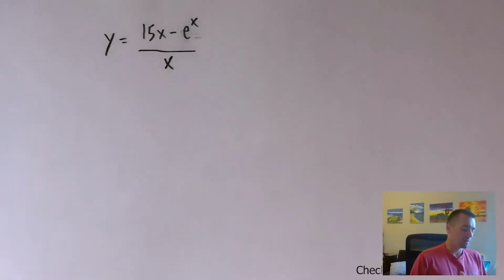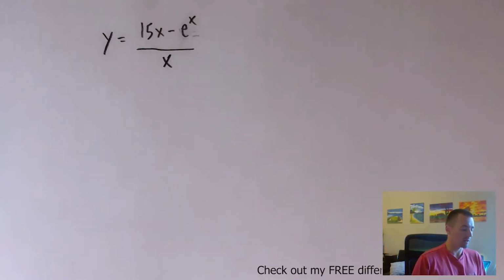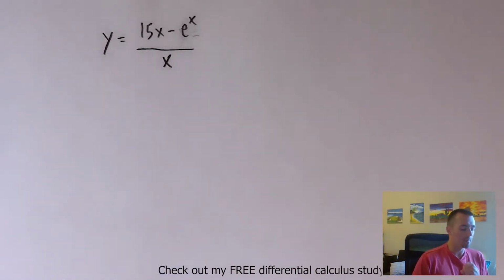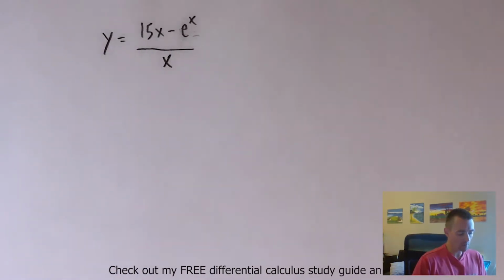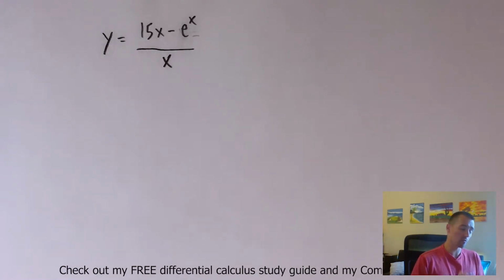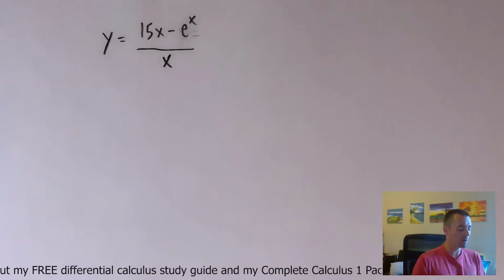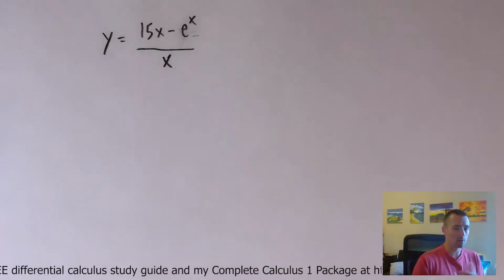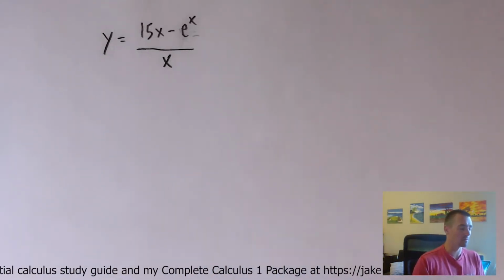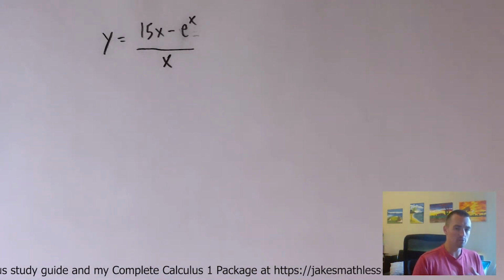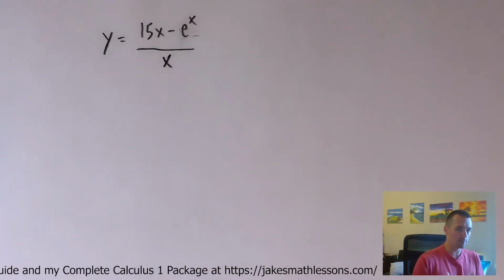So here we have this function, y equals (15x minus e to the x) all over x. And what I want to show you is that we can actually use a few different methods to find the derivative of this function. In fact, there are probably several other ways that we could do this. I'm going to show you two specifically in this video. And the point I want to prove here is that in math, or in calculus especially, there's usually multiple ways to solve any given problem.